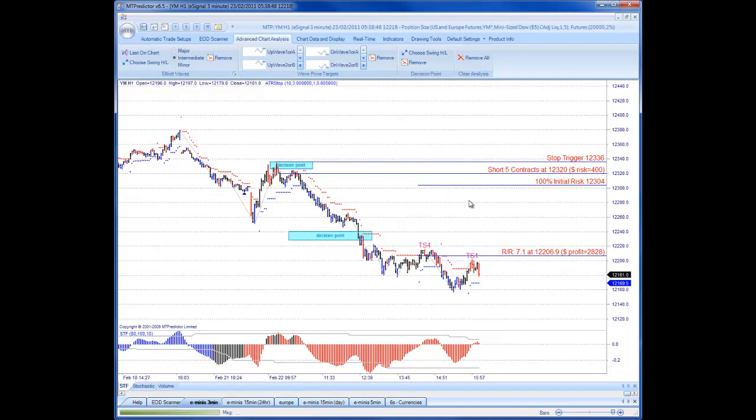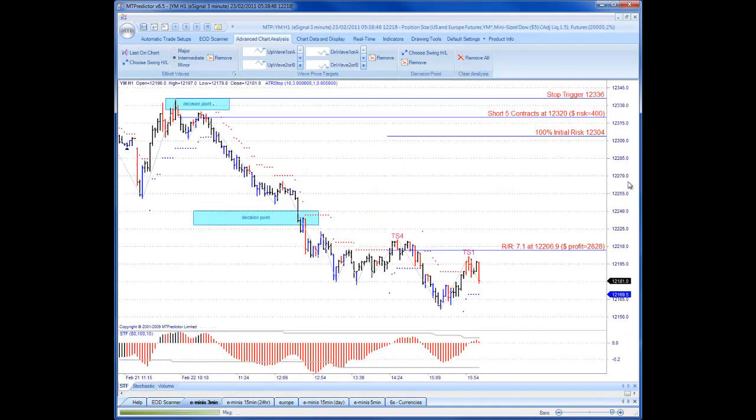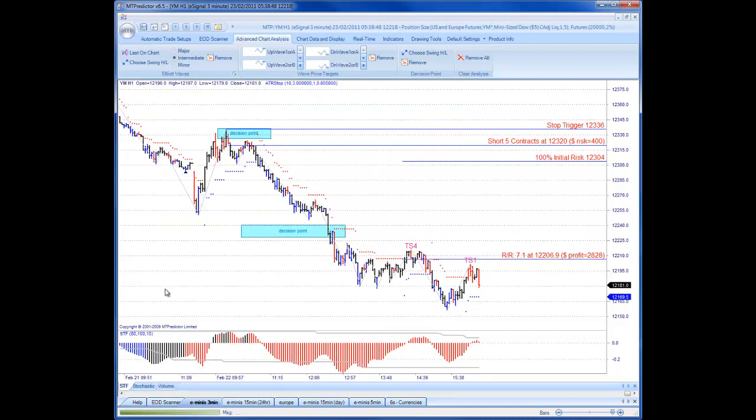That's why I have to stress that MTPredictor is not just automatic setups as you saw here, although we did have a nice plus 3.4R trade there. But once you get used to the software and you come into our training webinars, we'll show you how to use more of the advanced tools that will allow you to capture trades like this.